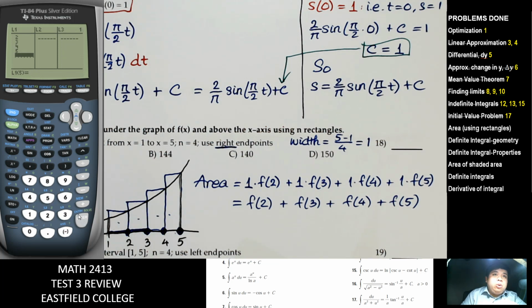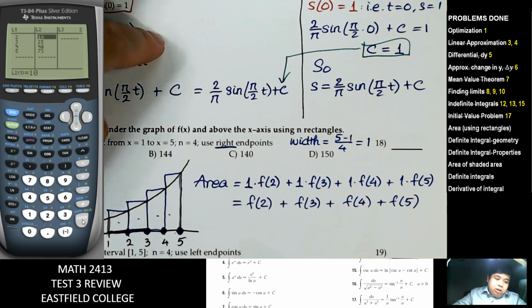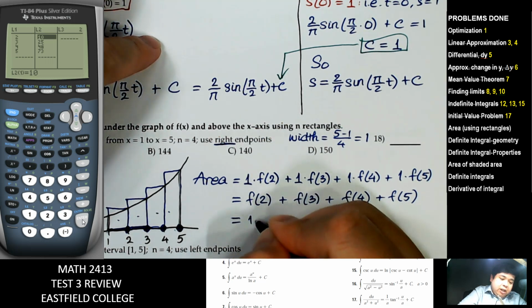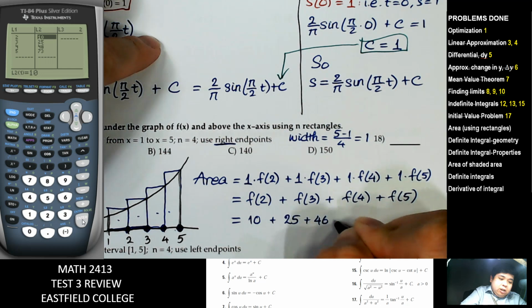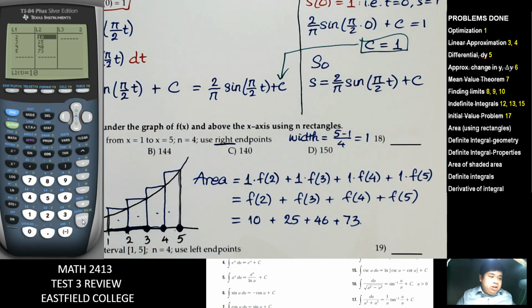And then L2 will be just 3 L1 square minus 2. So we have 10, 25, 46, and 73. We're going to add this in a little bit, but let's just do that on the home screen.